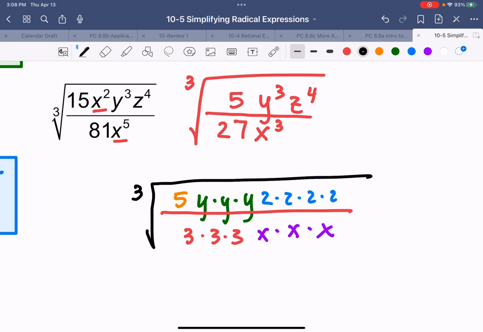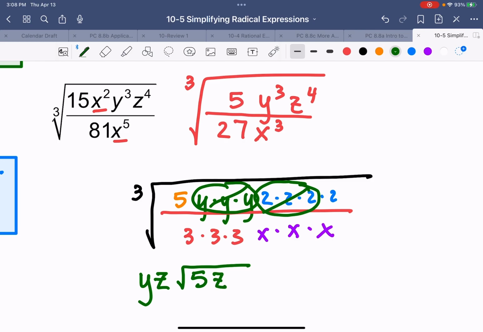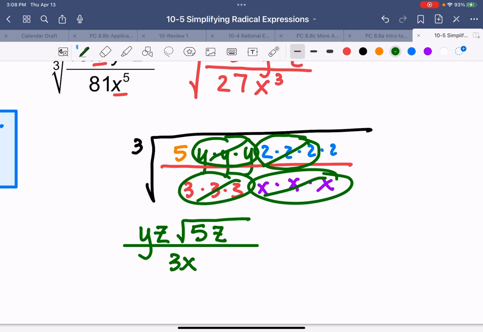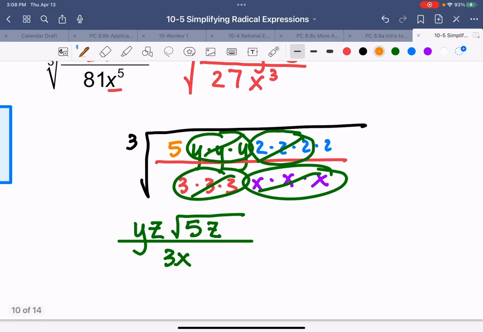And then we're going to take out our triples. Okay, so we've got 3 y's, 3 z's becomes 1 z. What's left over in the top is 5 and z. The denominator is a perfect cube. We have a triple of 3's, which comes out, and a triple of x, which comes out to be 3x. Oh, and don't forget your little cubed root here. And we're done.